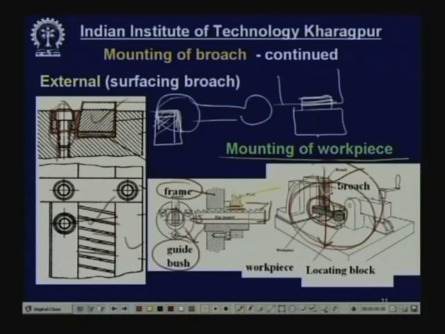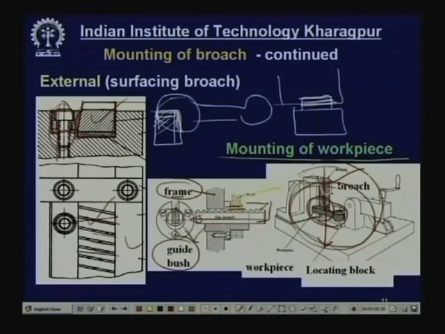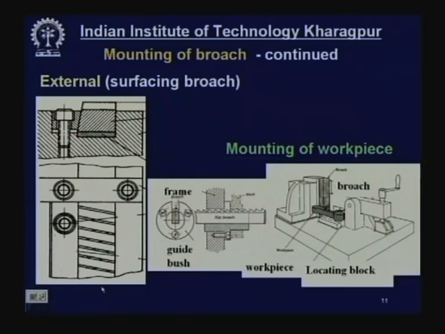Now, remember the job mounting in this broaching machine: it is a very fast mass production machine. Therefore, these jobs have to be mounted on special types of fixtures, where the job blank can be easily, quickly, and uniformly mounted for locating, supporting, and clamping. So, this is how the jobs are mounted.